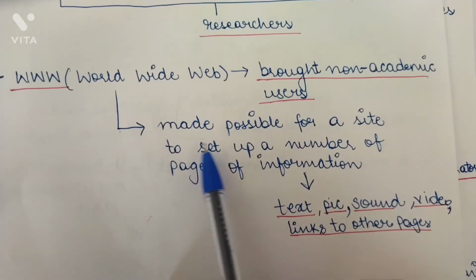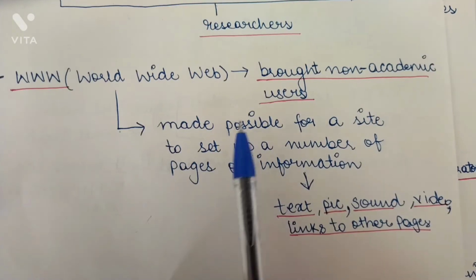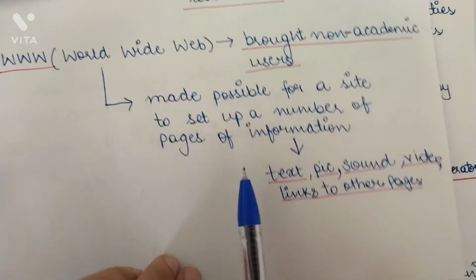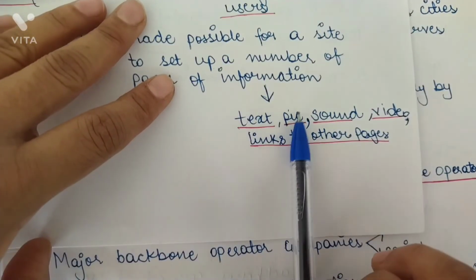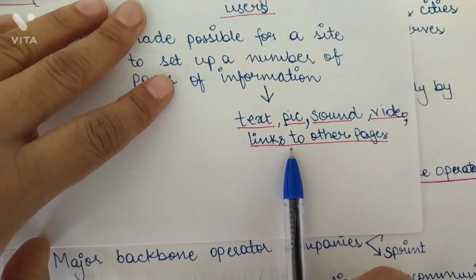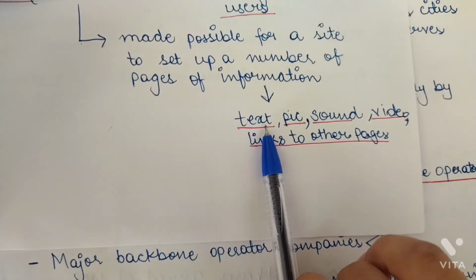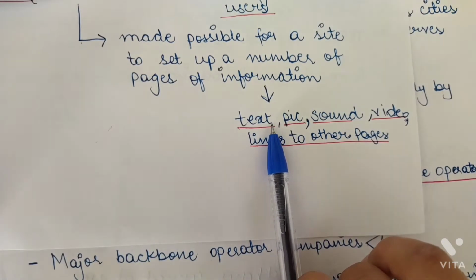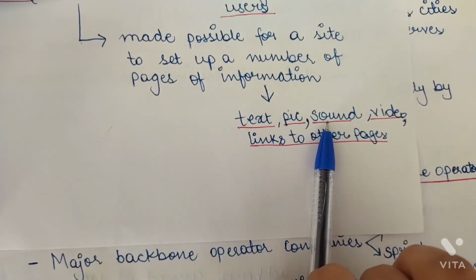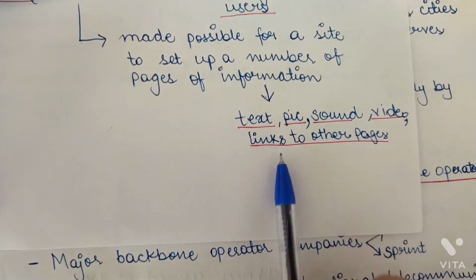Basically it made it possible for a site to set up a number of pages of information. One single site consists of information on various pages, and it consisted of your text, your pictures, your sounds, your videos, and links to other pages also. So take the simple example of your Facebook page. It has text, yes, you can send messages, you can post using some text, then you can post pictures, then you can have videos in which there are sounds, you can have just audios, of course you can post some videos, then there are links to other pages also.